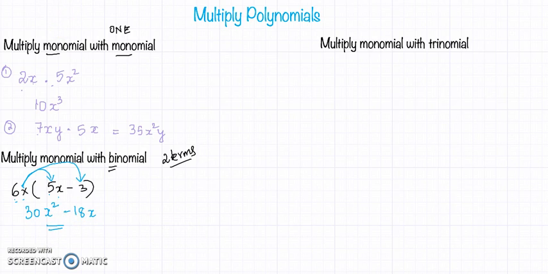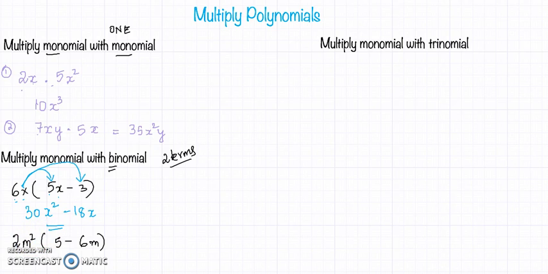Another example would be 2m squared times 5 minus 6m. So this is a monomial and this is a binomial because there are 1, 2 terms in here.